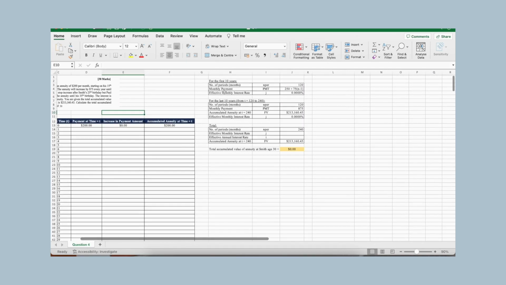And then over here, I've divided the annuity into two parts, which is for the first 10 years where payment is increasing, and the next 10 years where the payment is constant. So those are the number of periods as well as the monthly payments. And then there's also the final accumulated annuity, as well as the effective monthly interest rate and the effective annual interest rate with no values as of now, because we will calculate that later.